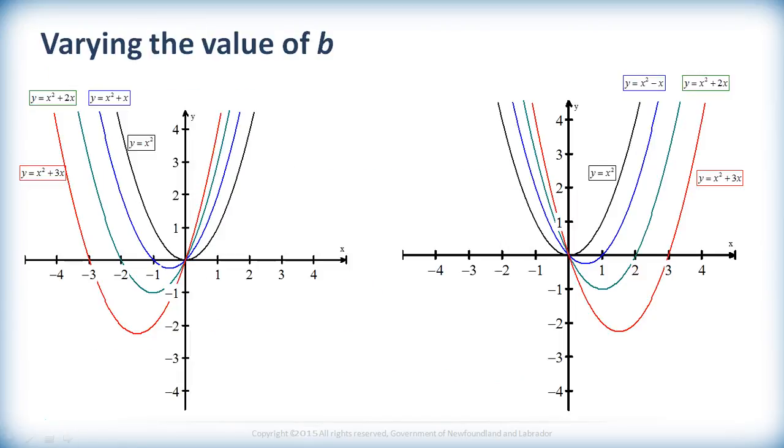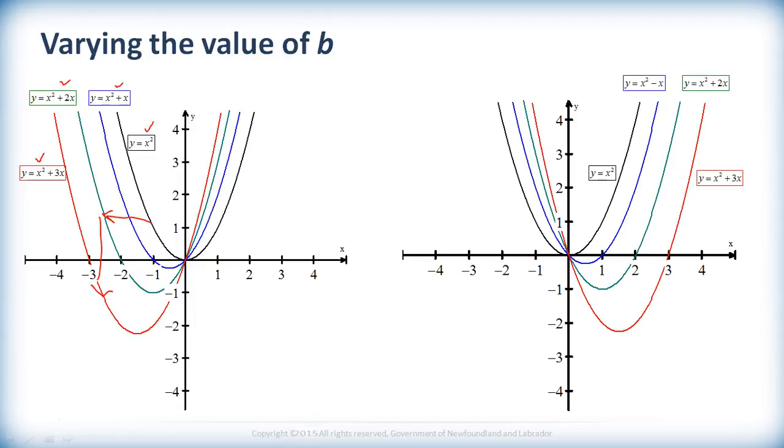So first, let's look at varying the value of b. All right, so you can see what we've got here are four parabolas graphed on this left side over here. So we've got y equals x squared, x squared plus x, x squared plus 2x, and x squared plus 3x. So what we're doing is we're putting in some different values of b into the equation to see what happens. And you can see that when we just change the value of b by increasing it, the graph shifts both to the left and it shifts downward as well.